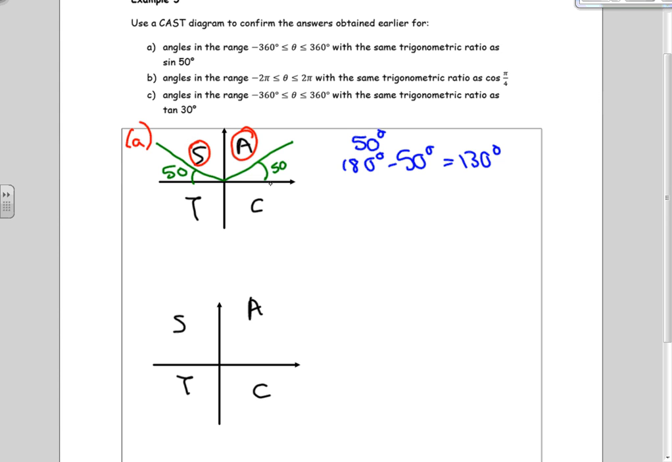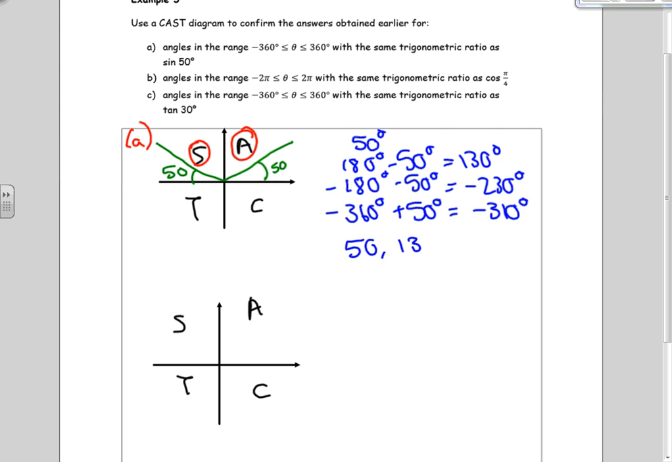And then working backwards, we have minus 180 degrees minus 50 degrees, which will give us minus 230 degrees. And then we will have minus 360 degrees plus 50 degrees, which will give us minus 310 degrees. So for this one, we still end up with 50, 130, minus 230, and minus 310 degrees.